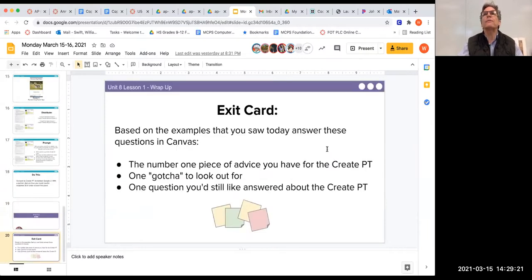Just everyone, for the next 2 minutes, can you just do your exit card? The number one piece of advice you have for the Create PT, what's something you've learned that you would like to tell someone else? You'll be specific. What's one gotcha to look out for? What have you seen in these that is really niggly? Okay, one question that you'd still like answered about the Create PT.